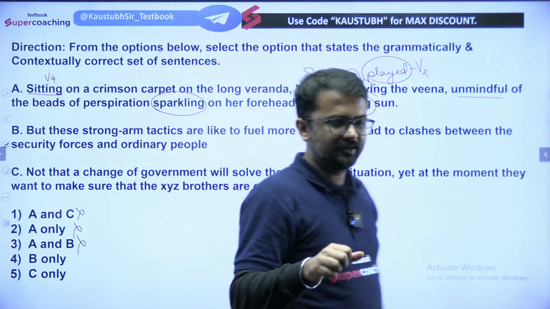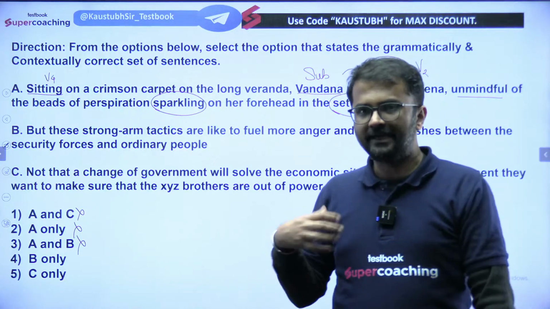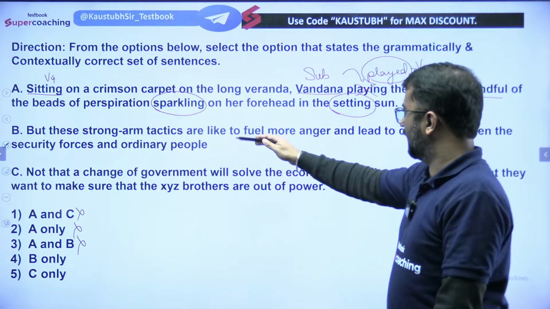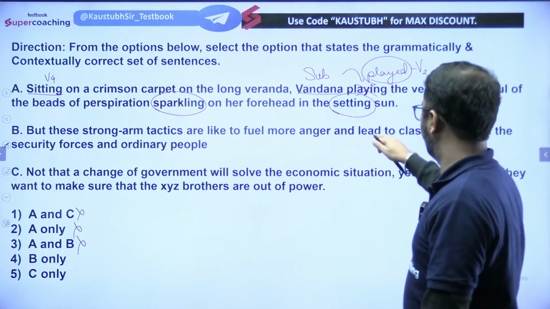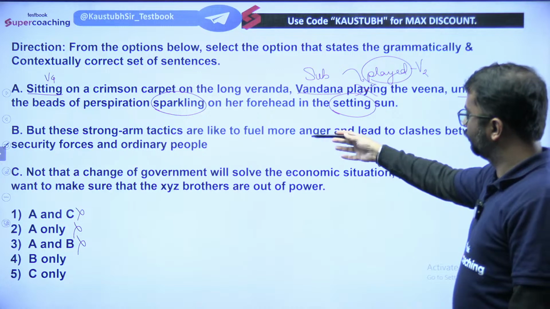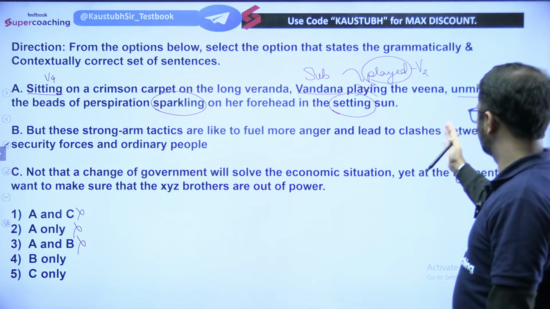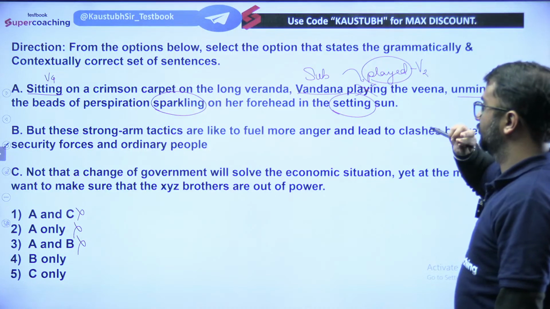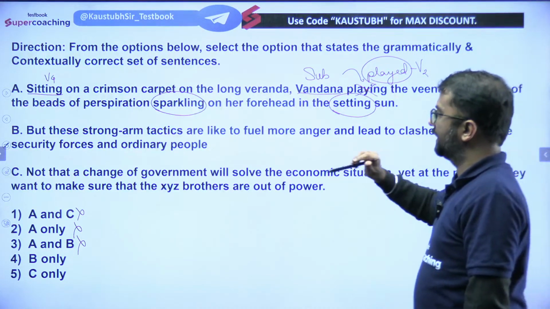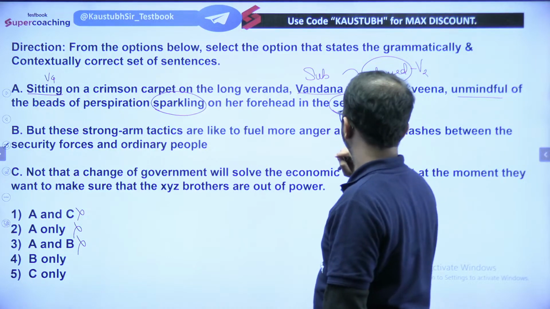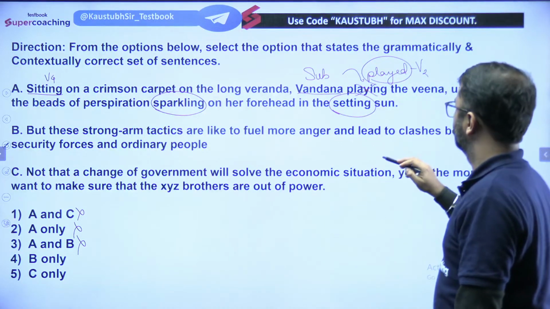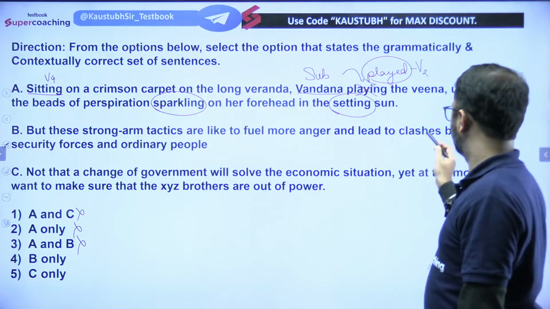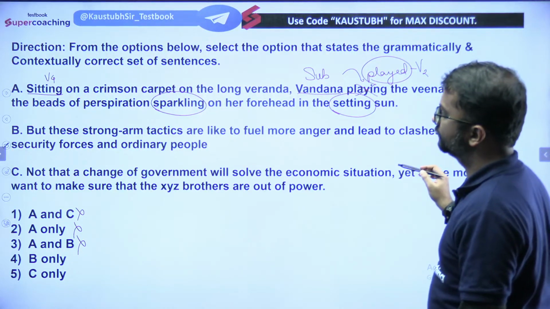But these strong arm tactics means basically tactics which are used to intimidate someone by arm twisting, okay, are likely to fuel more anger and lead to clashes between the security forces and ordinary people. These strong arm tactics are likely to fuel more anger and to lead to clashes between security forces and ordinary people.